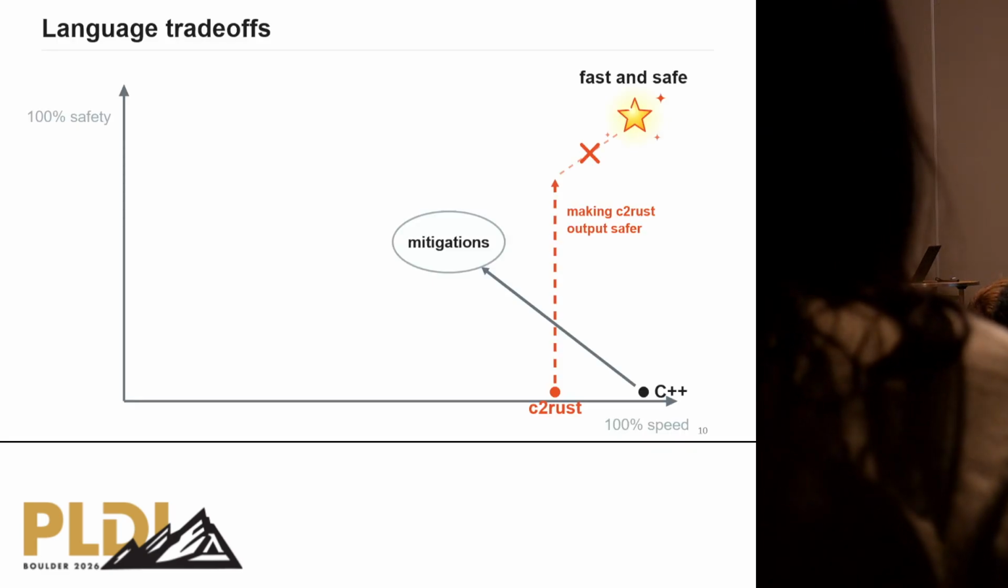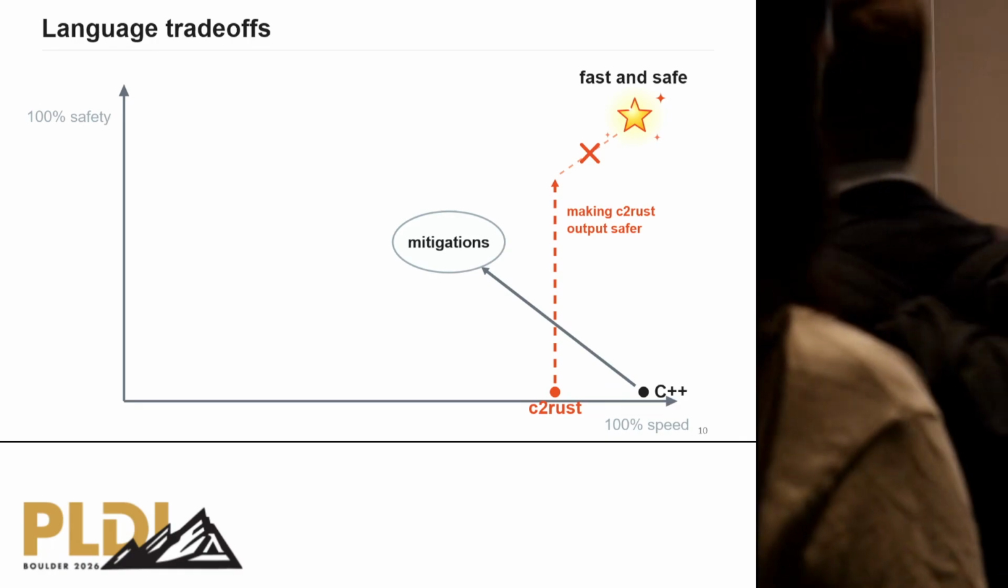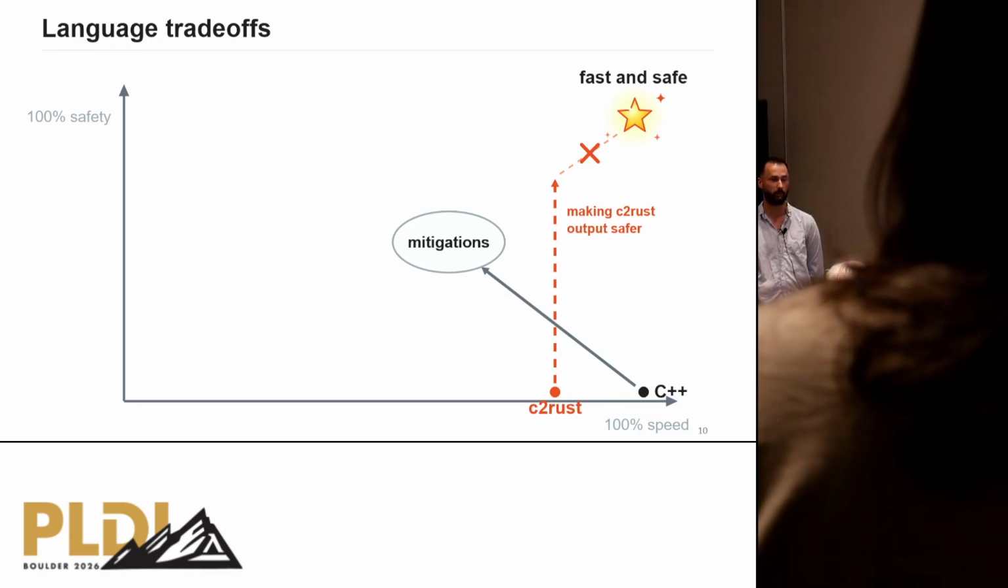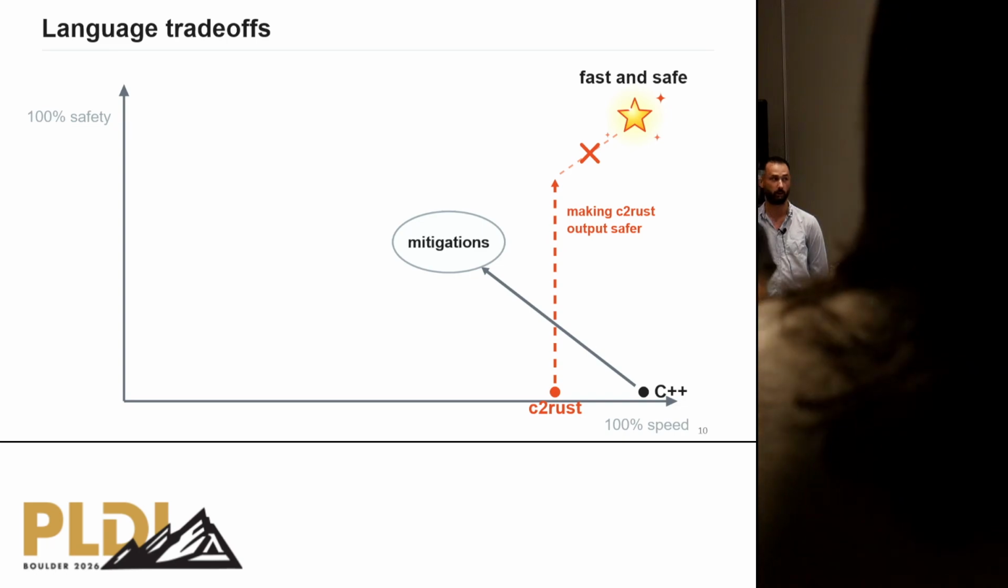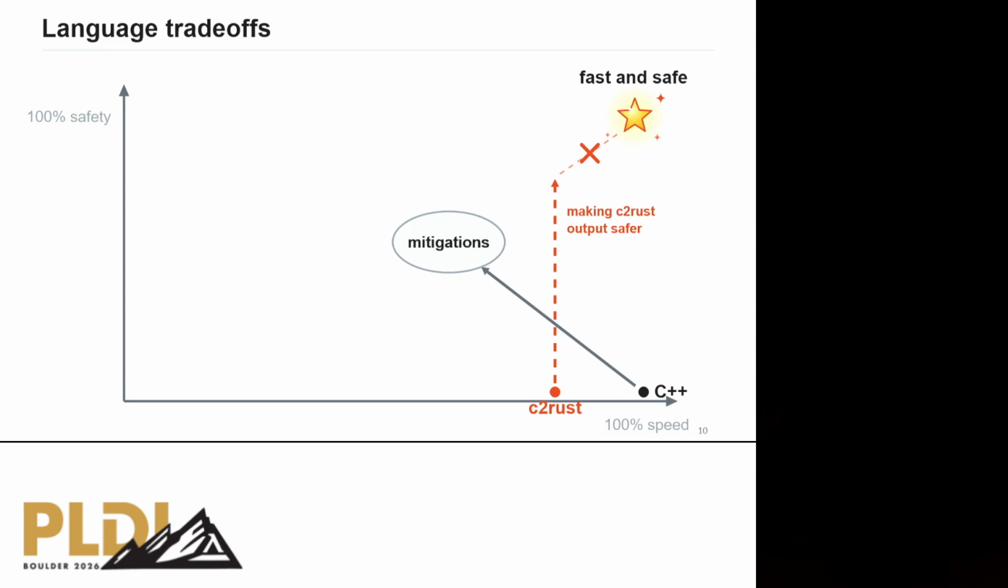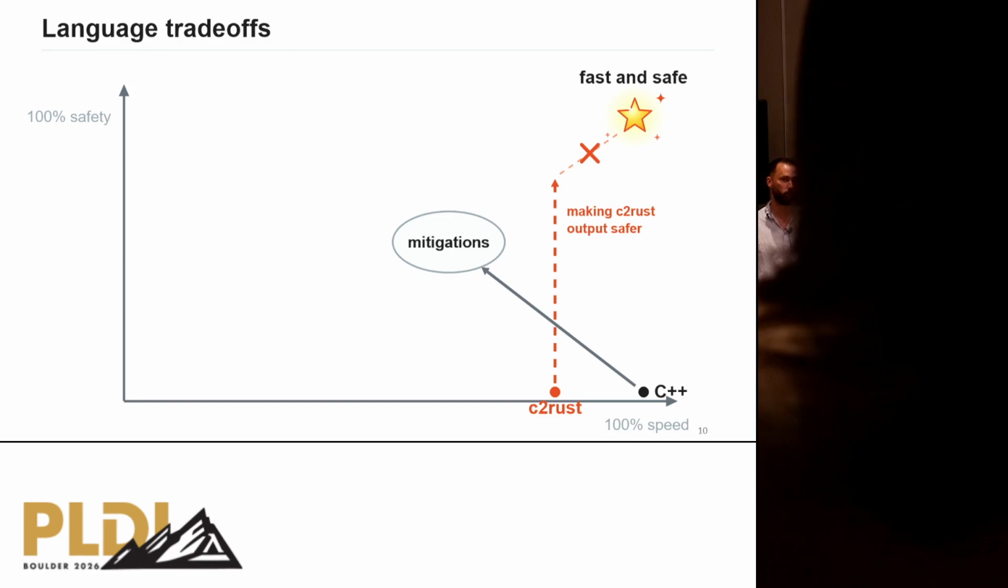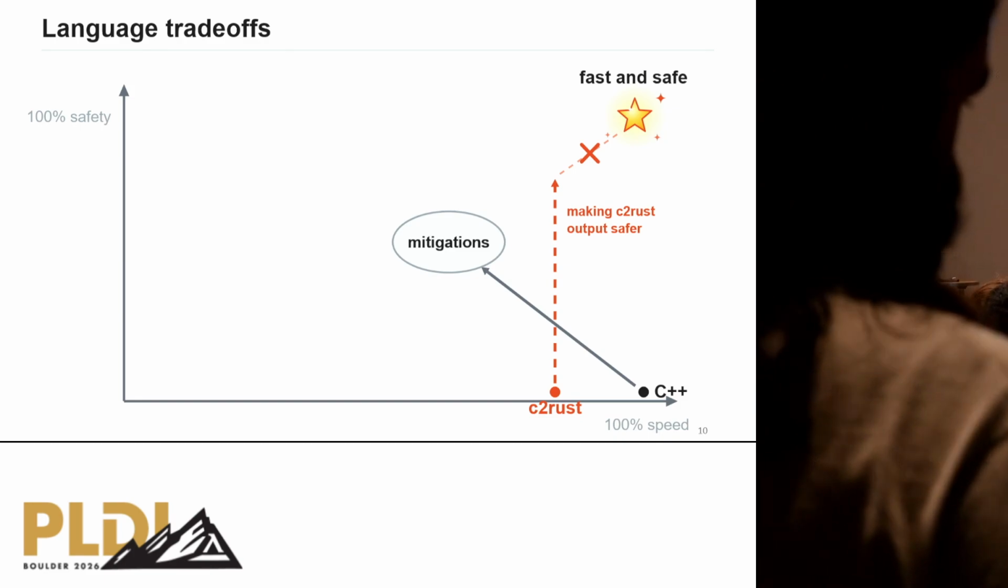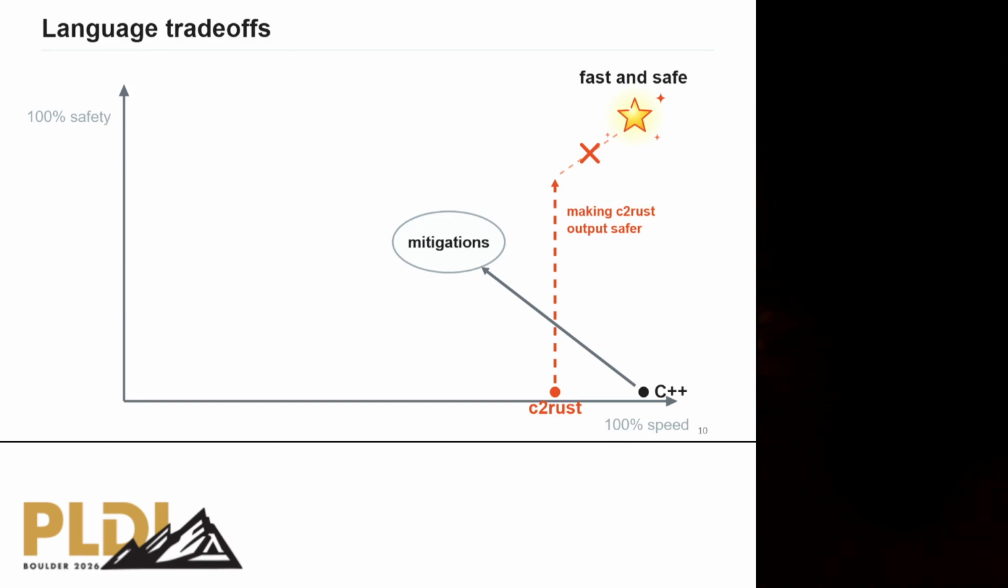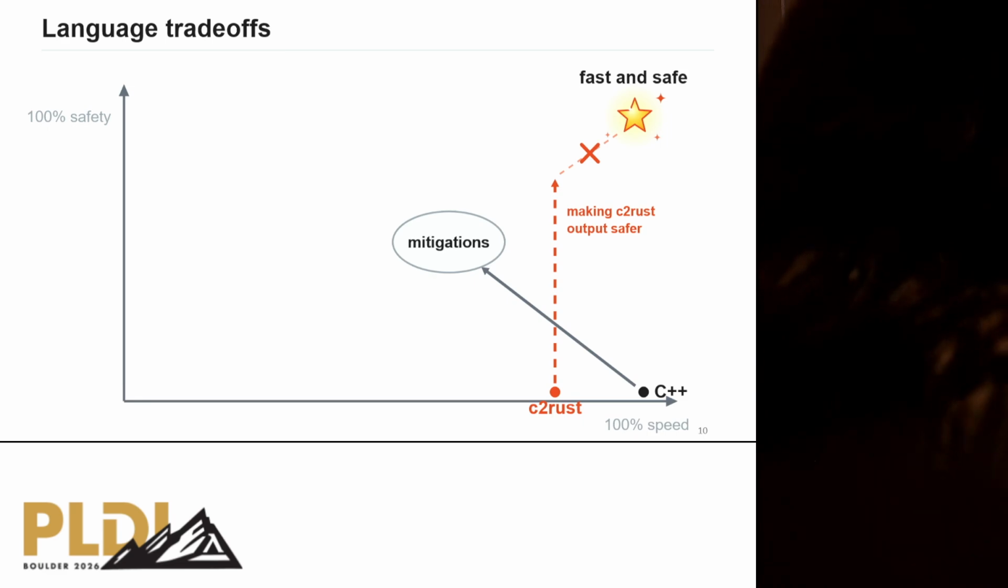So C2Rust comes into the picture, and it generates code which is as fast as the original code, right? Because the code that is generated is unsafe. And through the years, people have tried to make the output of C2Rust safer. But I'm afraid we cannot achieve 100% safety with this, because it's hard to reason about safe properties of the program, like ownership, in the presence of unsafe features like raw pointers, for example.